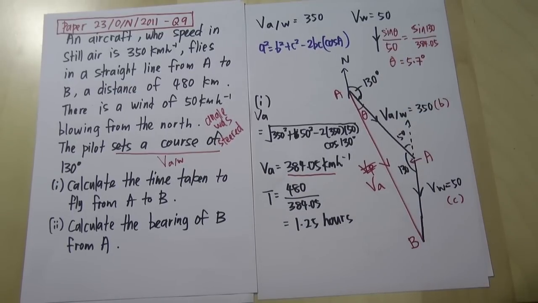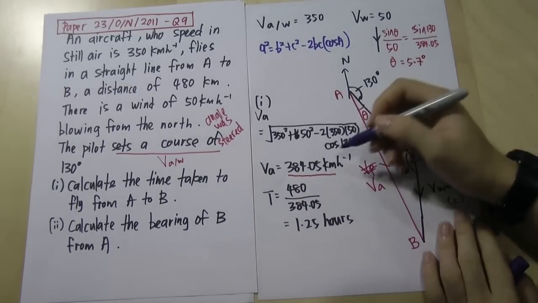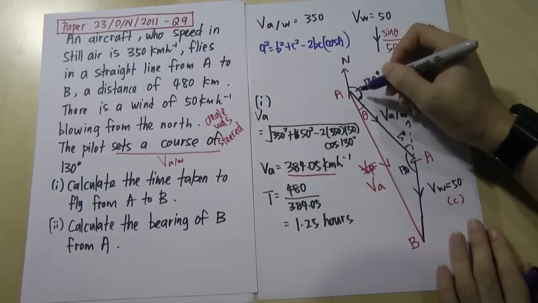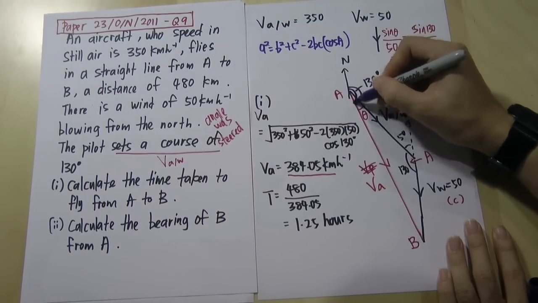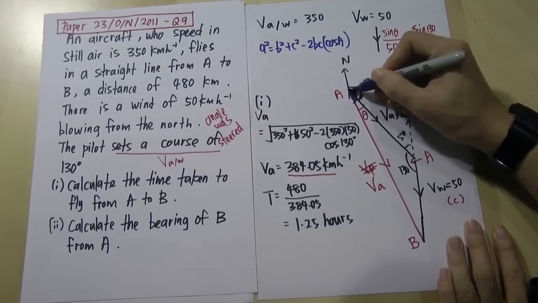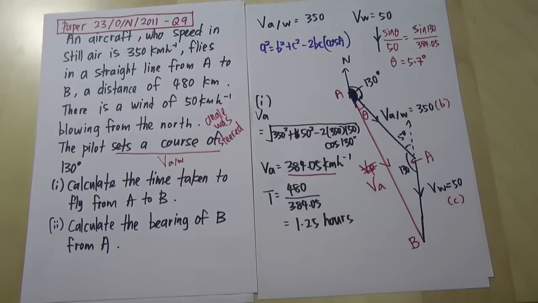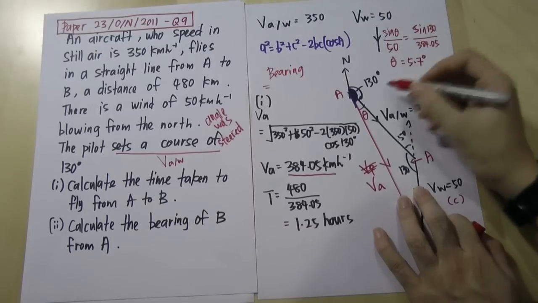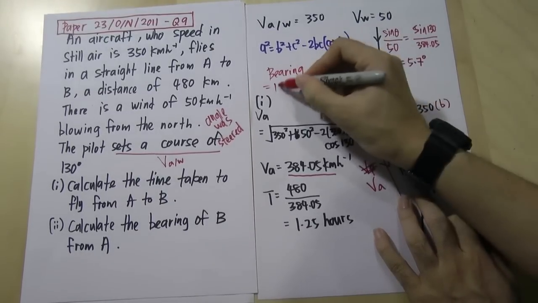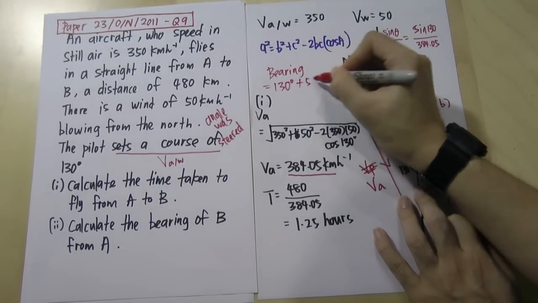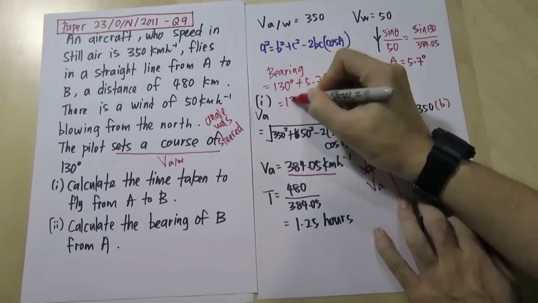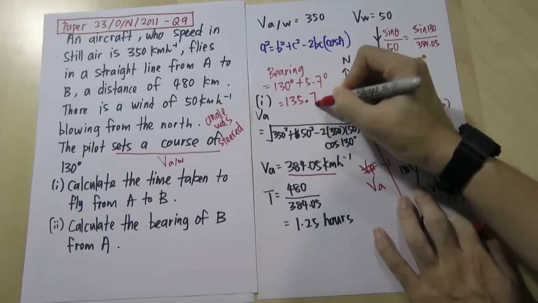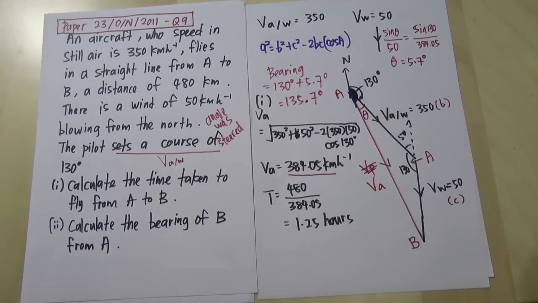So the total bearing of B from A means you want to find this bearing, isn't it? It means from north go until this line. So basically you add them together, isn't it? So therefore the bearing is just equals to 130 plus this one. So it's 130 degree plus 5.7. So it's just 135.7. This is the bearing. Alright, it's simple.